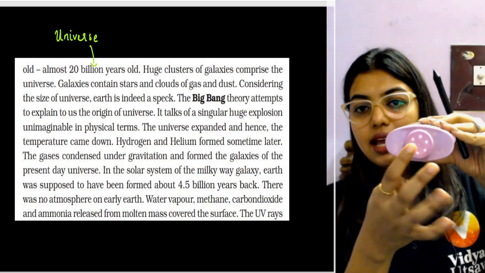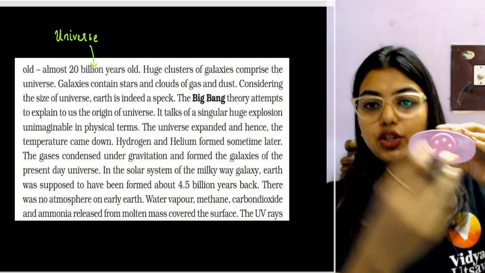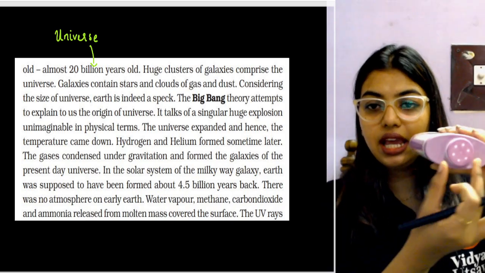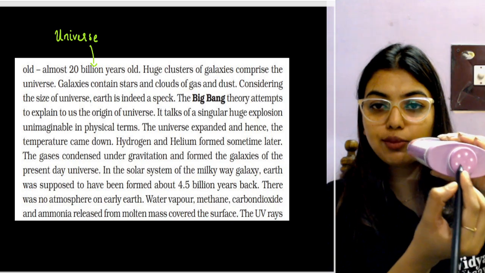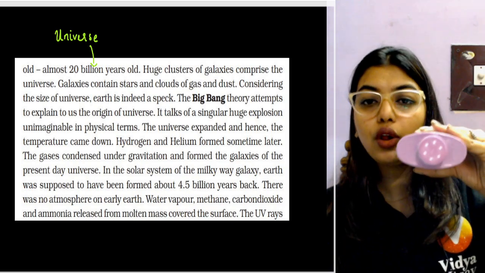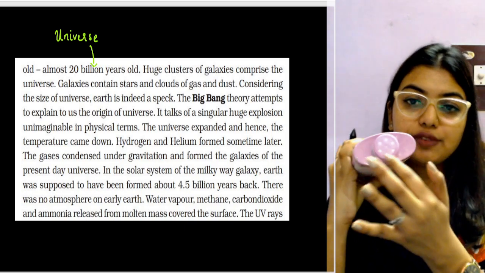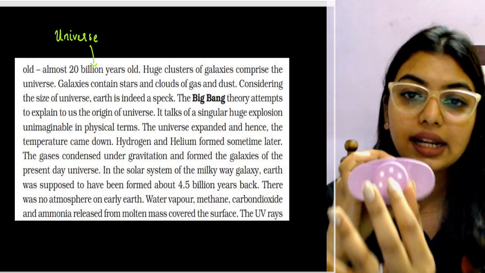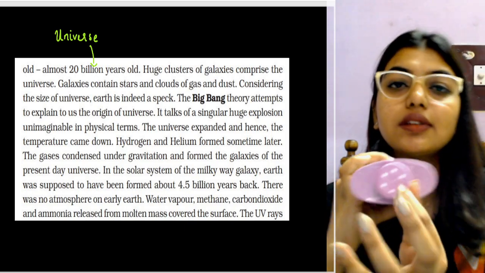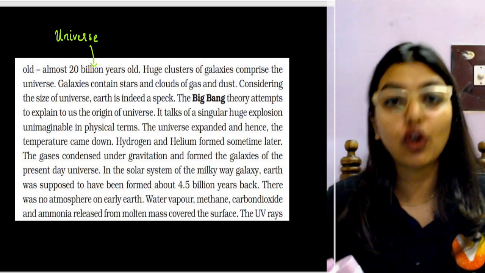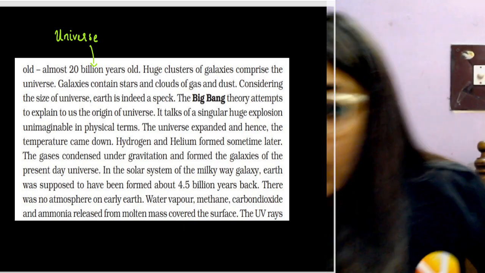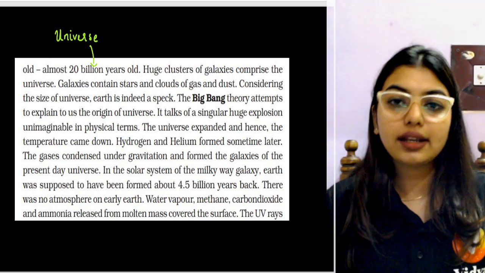Can you all see? Now students, imagine this is the universe. This cap is the universe. If you look into the universe, there are small dots, no? All those dots are what? Galaxies. So many galaxies form a universe, and in that, let's say earth is in the center. Earth is a small speck or a small dot. So that is how the entire universe is formed.